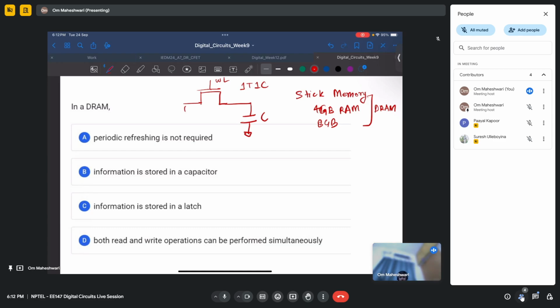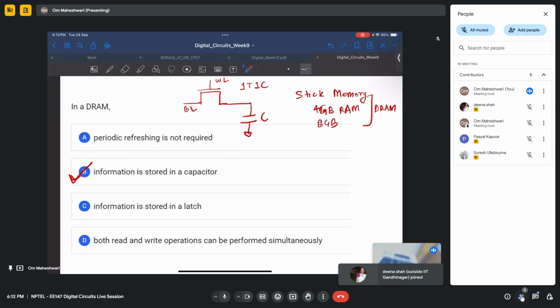So word line, this is bit line. Here the information is stored in the form of charge in the capacitor. So this option is correct. Now why are the other options not correct? Periodic refreshing is not required: this is incorrect since it is a capacitor. Charge slowly leaks out of it through leakage paths, so it needs to be periodically refreshed. If a high charge is stored here, we need to periodically refresh it to maintain the charge that it has. So this option is incorrect.